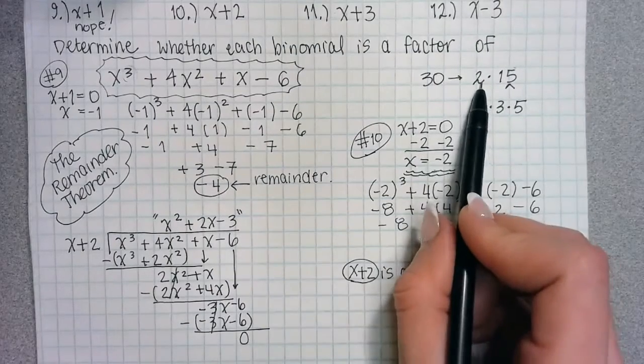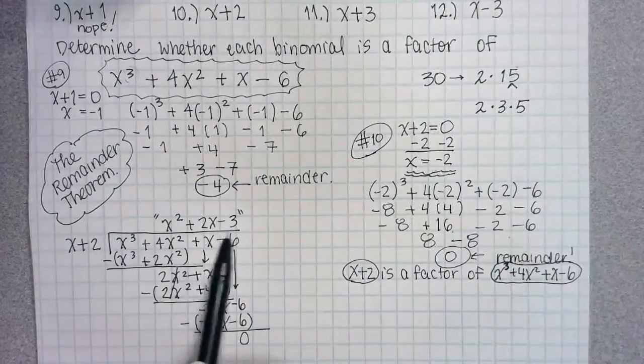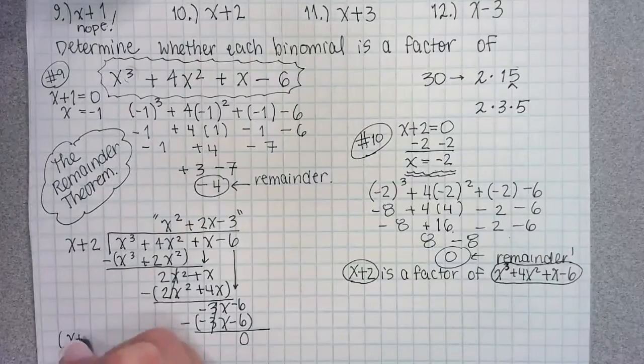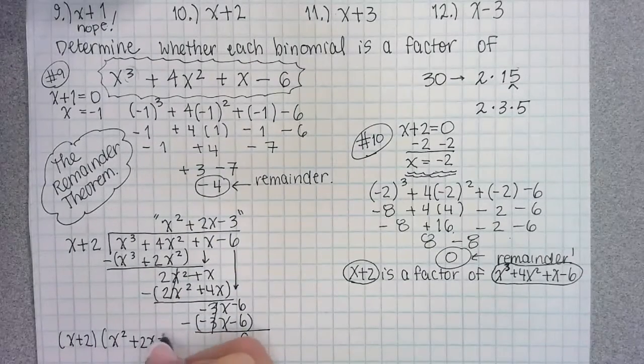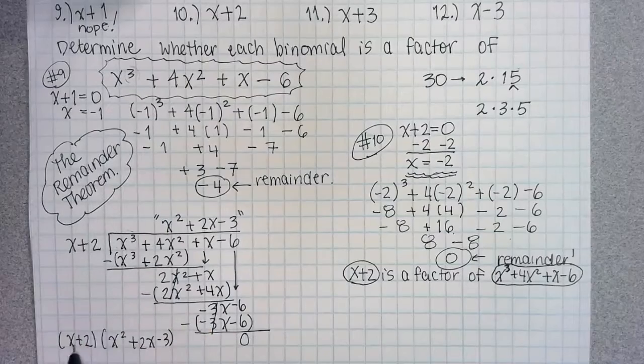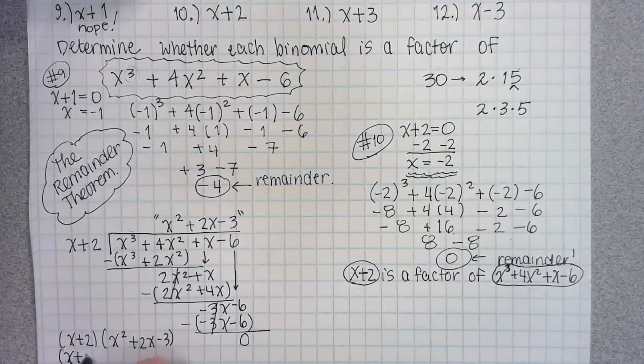So it's like, oh, I know 2 is a factor, 15 is the other part. This is the 15. So I know I have an x plus 2, and then I also have this quadratic x squared plus 2x minus 3. If you think about it, we had a cubic, which is apparently equal to a linear times a quadratic. You would add your powers. Makes sense. And I'm just going to drop this down another step.